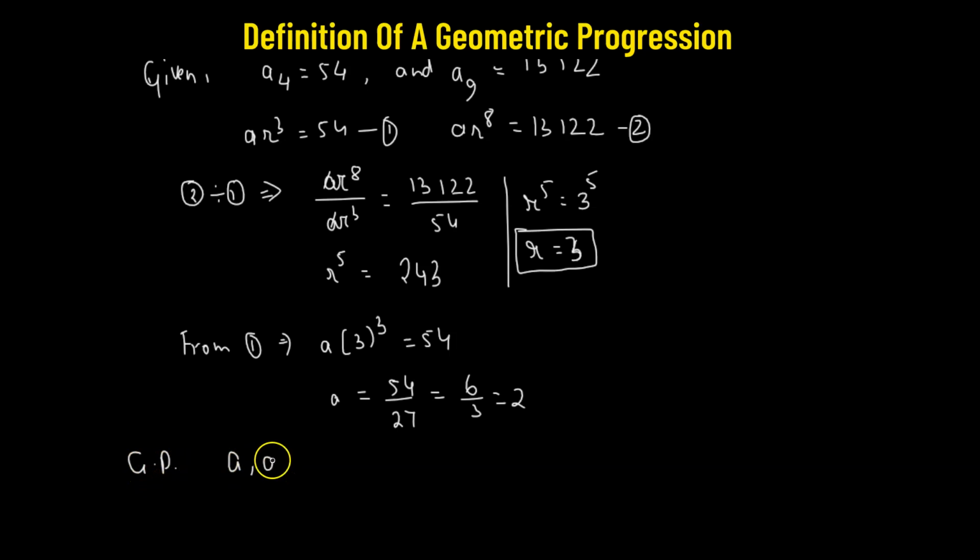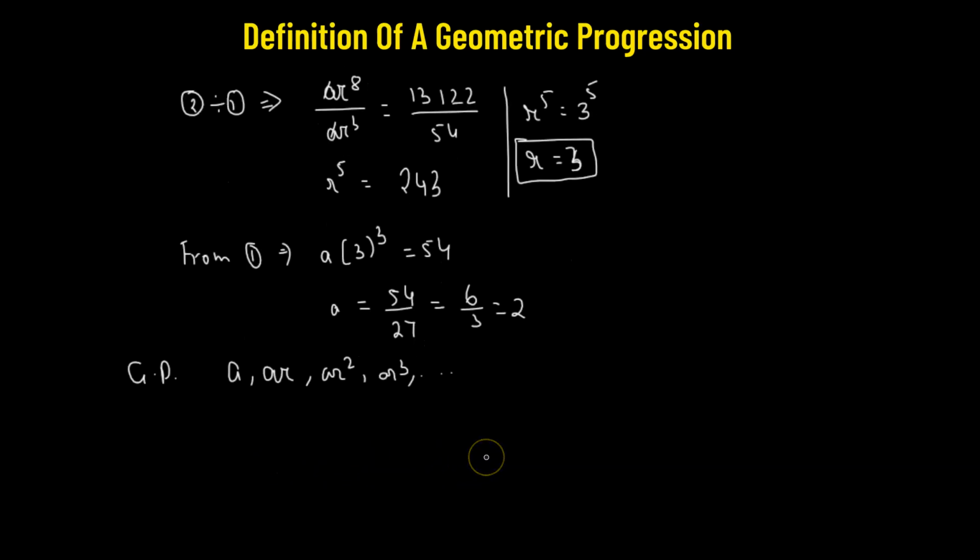The second term will be simply take the common ratio and multiply the first term. So it will be ar. Then we have ar squared followed by ar cubed and so on. So we'll substitute the value of a and r here. So the first term will be 2. The second term will be 2 times 3, which is 6.